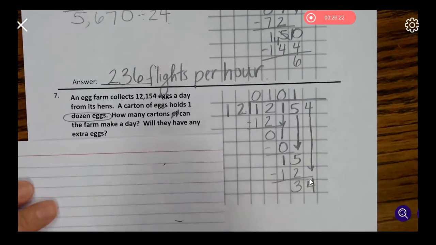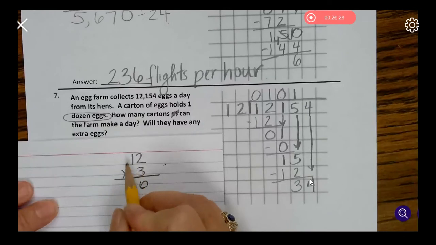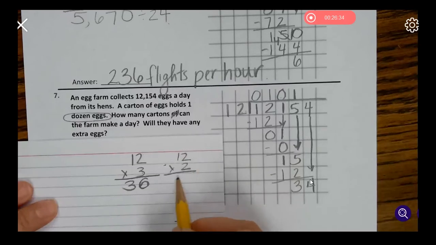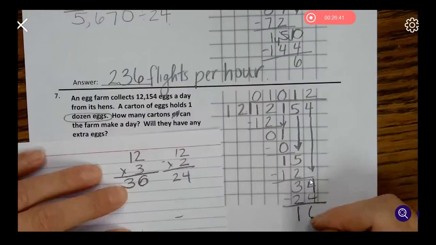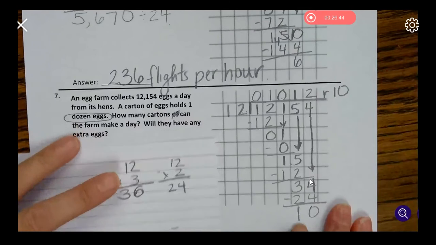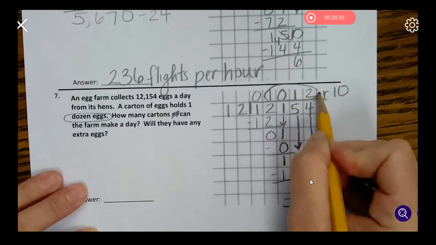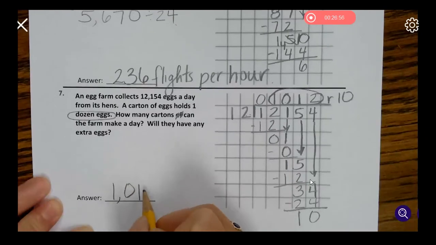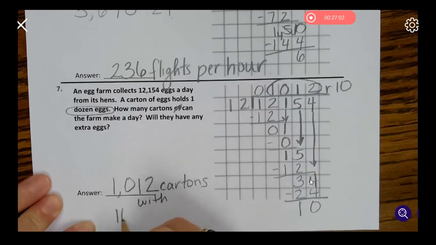So we're going to multiply 12 times 3. 36, it's too big. 12 times 2 is 24. 2 will work. So we have a remainder of 10. So the farmer can make 1,012 cartons with 10 eggs left over.